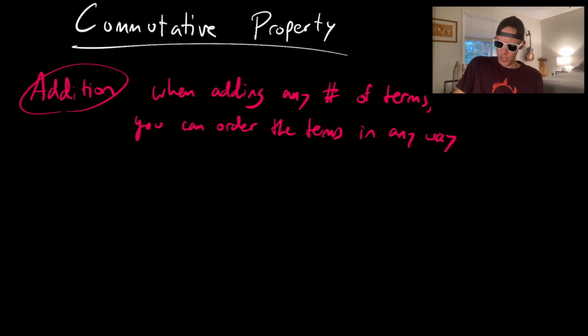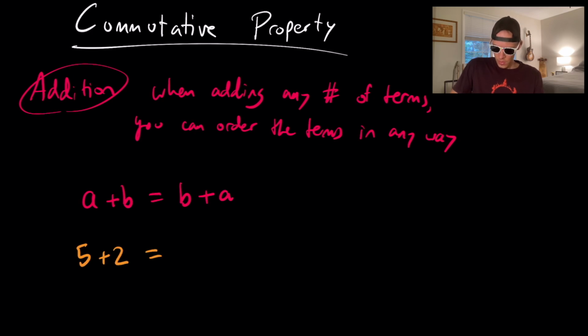So for example, if I'm adding two numbers, we'll call them A and B. They can be any numbers, so A plus B. Well, if I just change the order, and I instead say B plus A, I'm going to get the same answer. So let's use some actual numbers and just prove that. If I did 5 plus 2, and then did 2 plus 5, for both of them, I'm going to get 7. So the order doesn't matter.